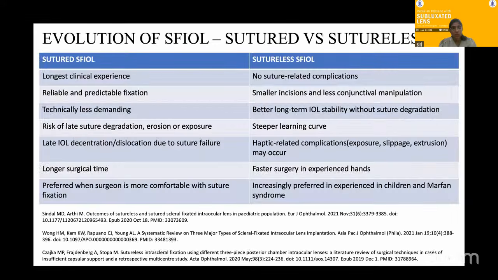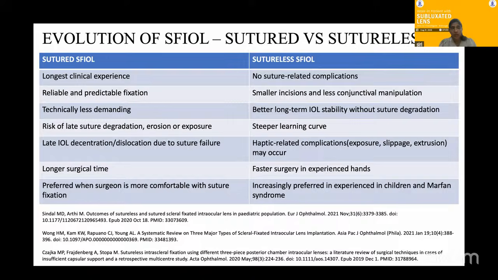The esophile has also evolved from sutured to sutureless. The sutured esophile, although it has the longest clinical experience and is technically less demanding, is associated with disadvantages like the risk of suture degradation, erosion and exposure, leading to late haptic IOL decentration or dislocation due to suture failure. Also, the surgical time required is longer.